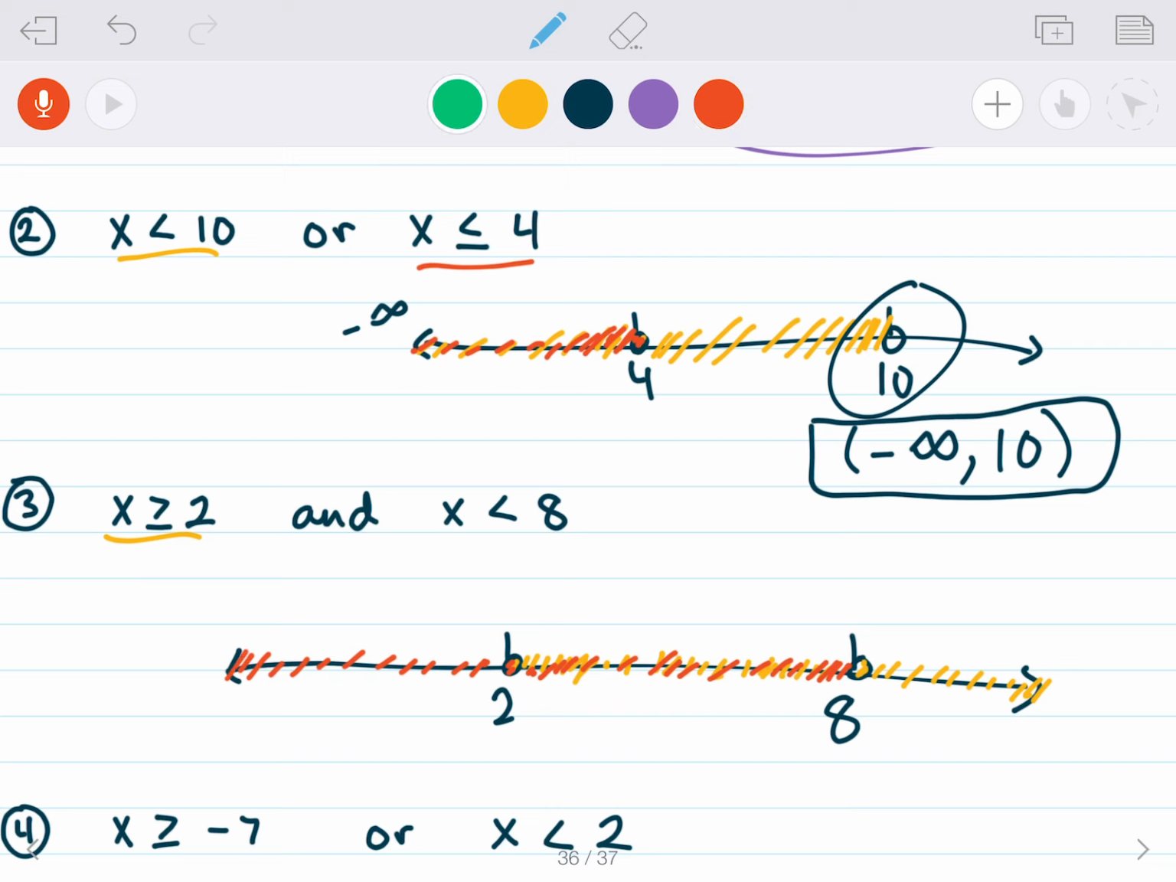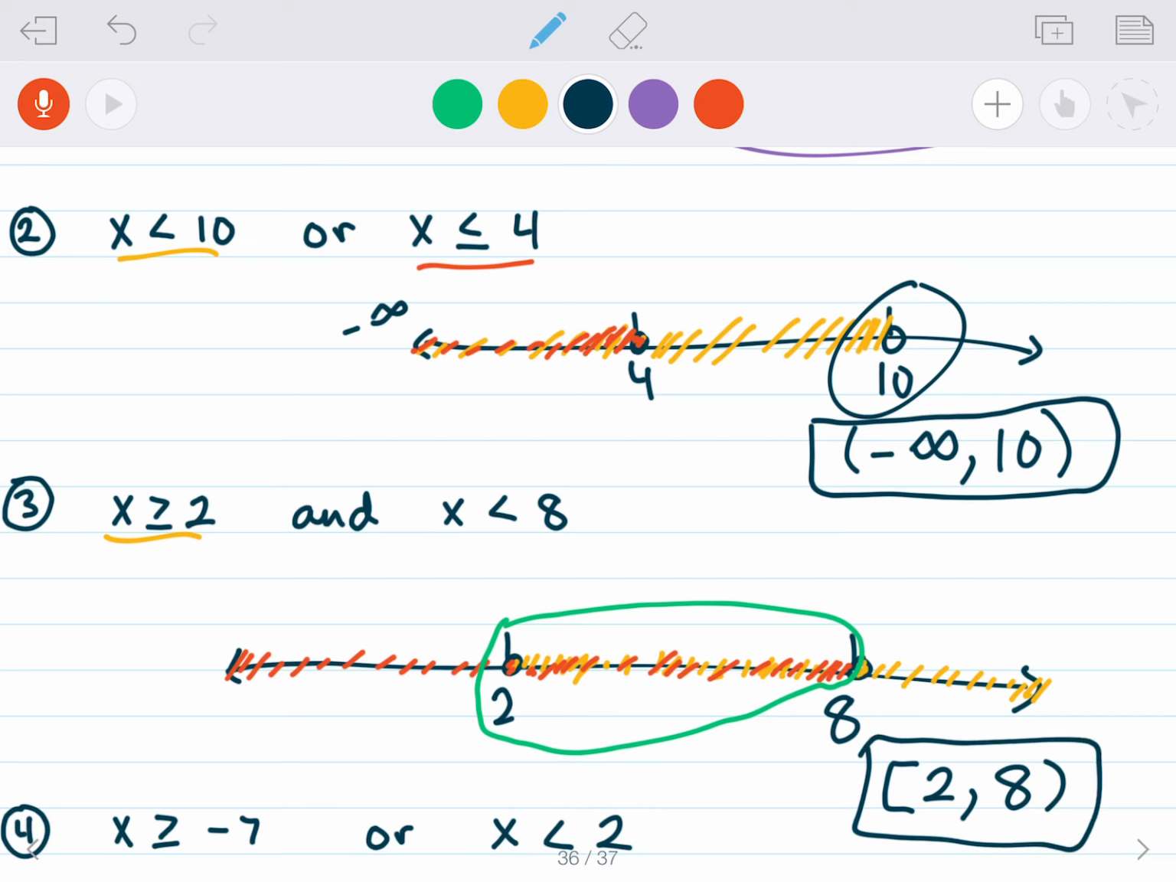Okay, now for and, I want to look at the overlap colors. So I'm looking in this region right here. And notice that this little dot right here only has yellow, so it doesn't have red, so we're not including 8. But the 2 does have red and yellow, so we are going to include the 2 in our set. So we're going from 2 to 8, not including 8, and that is our solution set. Alright, so this set satisfies both of these simultaneously. x is bigger than or equal to 2, and at the same time, x is less than 8.